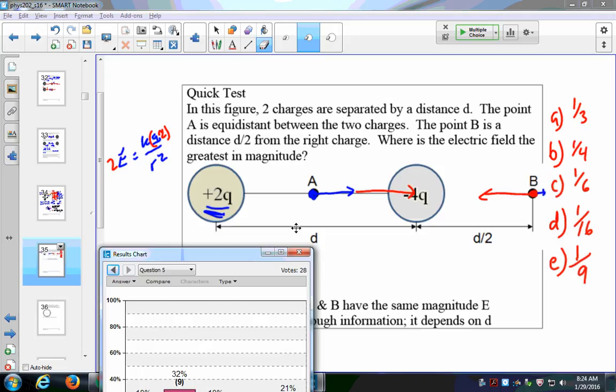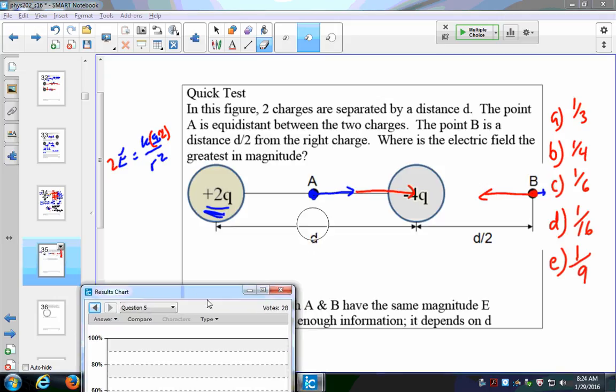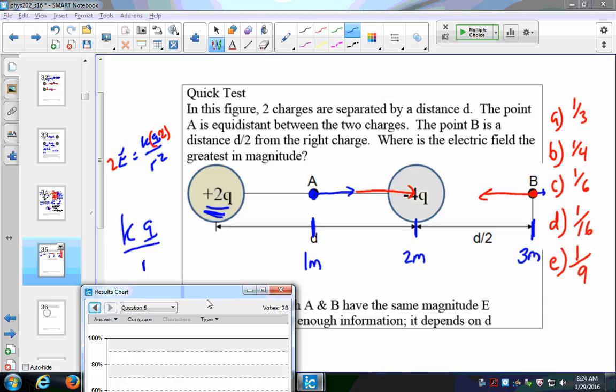Let me show you. If you put in numbers, it makes more sense. Let's say that this distance is 1 meter. That means that this distance is 2 meters, and this distance is 3 meters. So 3 meters is 3 times 1 meter, so it's 3 times the distance. And so if I think about my electric field, kq over r squared, if r is 3 times as big, that means that my electric field is 1/9 as big. So E is the right answer there.